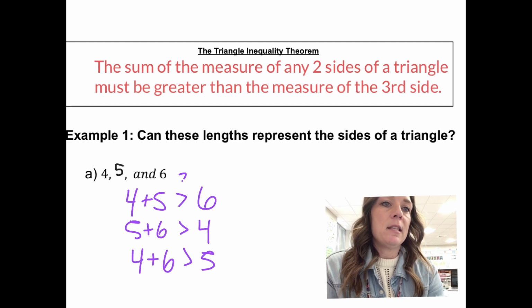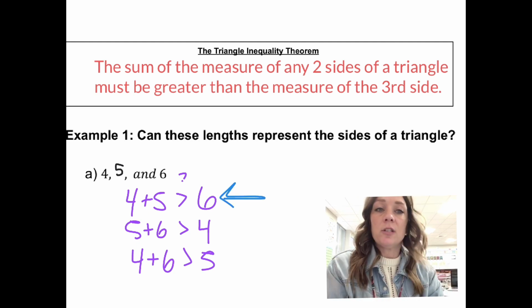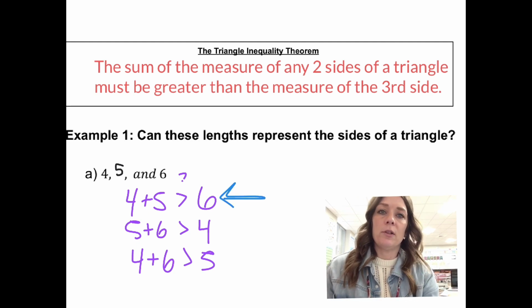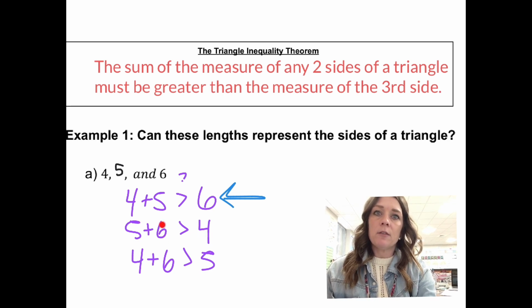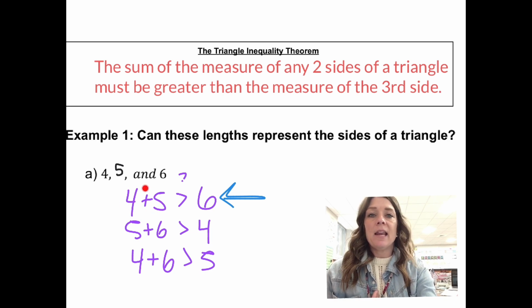And ultimately, this is the only one that we're actually interested in, because those are my 2 smallest numbers. Of course, 5 plus 6 is going to be bigger than 4 because 5 and 6 are already bigger than 4. 4 plus 6 is going to be bigger than 5 because 6 is already bigger than 5. This is the one that I'm interested in. Taking the 2 smallest, adding them together, making sure they're bigger than the third side. So 4 plus 5, is it actually bigger than 6?